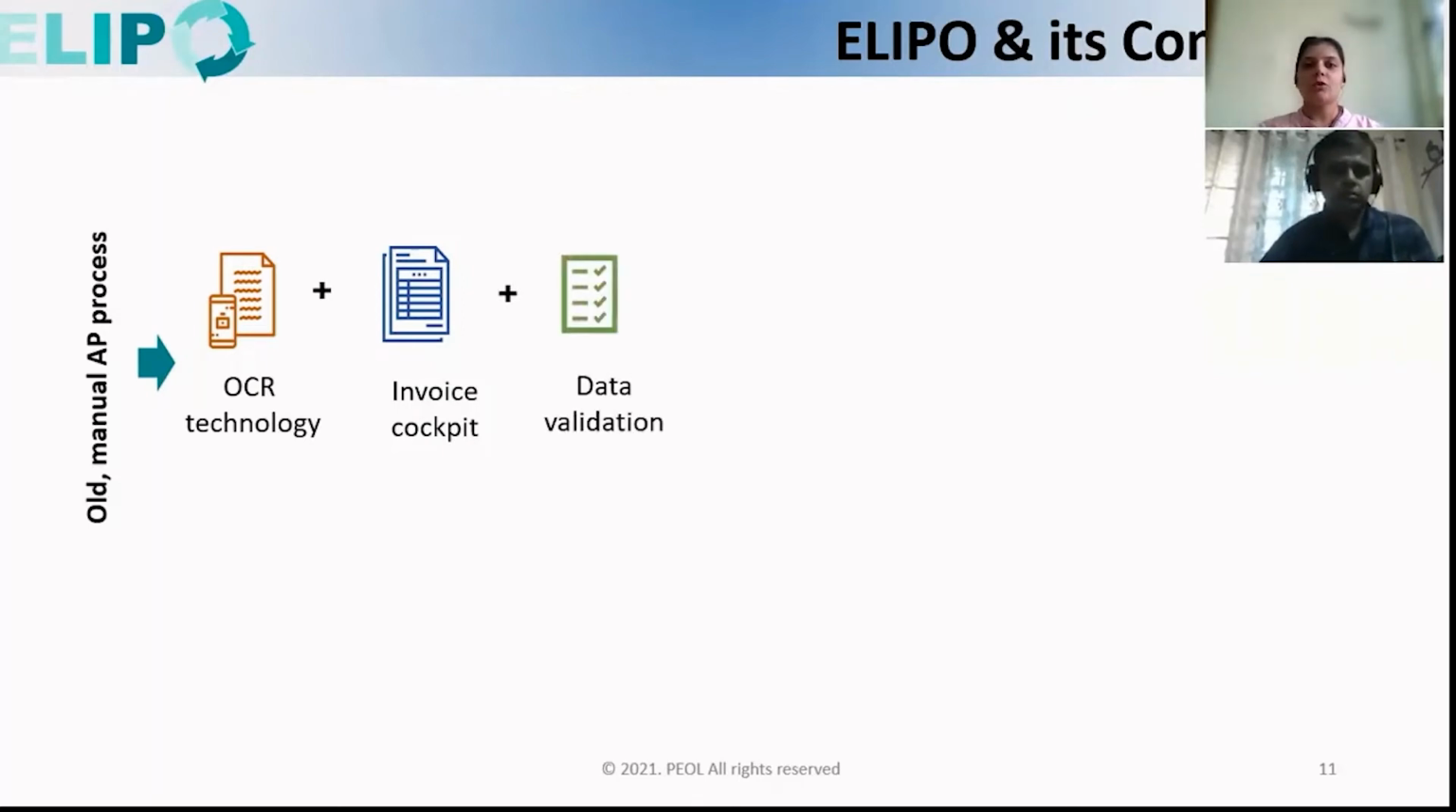Data validation. Data validation can also be done on the tool itself. You don't need someone assigned specifically who would be doing this manually. So let's say the OCR could not capture some details. We have an option where people can manually add those details, and data validation can be done on the tool itself.